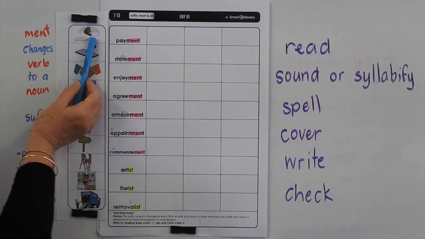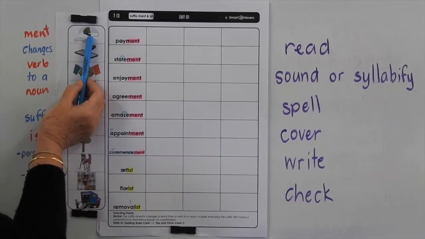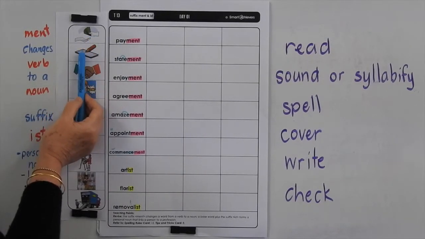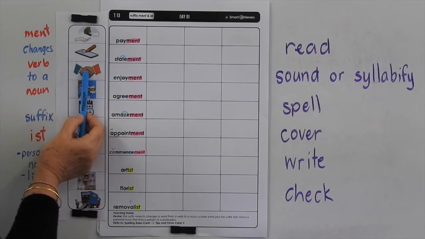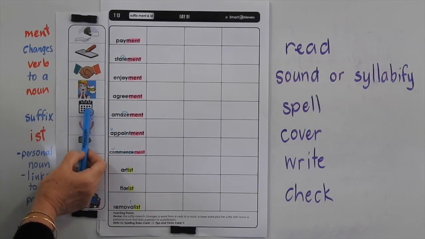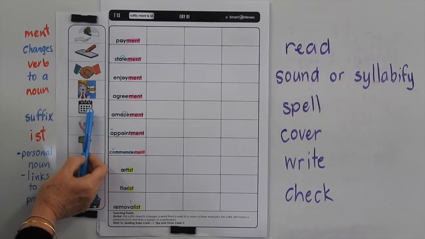So a payment is an outlay or a fee to purchase something or if you owe money to someone. A statement is a declaration or an announcement. It's a clearer expression of something. Enjoyment is pleasure. An agreement is a settlement or a treaty where two or more people will reach a mutual understanding on something. Amazement is full of wonder.